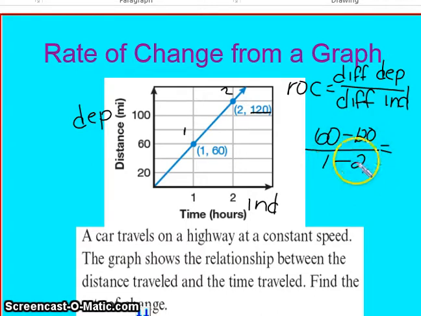Now we need to simplify this to find our rate of change. So 60 minus 120 would be negative 60, and 1 minus 2 would be negative 1. Now negative 60 divided by negative 1 is a positive 60. So our rate of change is a positive 60. Now we also have units for our rate of change. Our distance in miles was our numerator, so it's miles on top. Our time in the denominator was in hours. So our units are in miles divided by hours, or miles per hour.